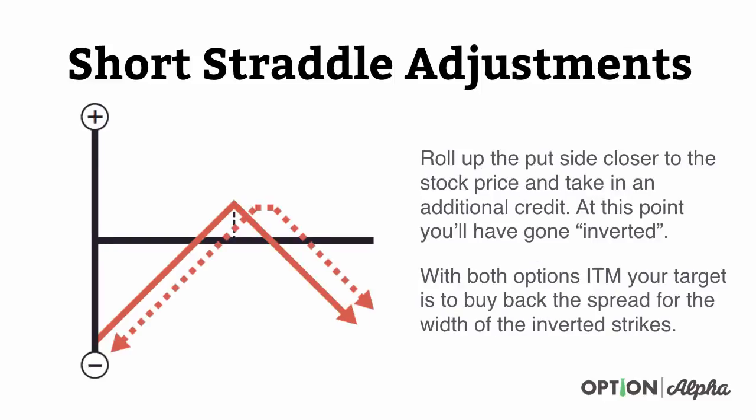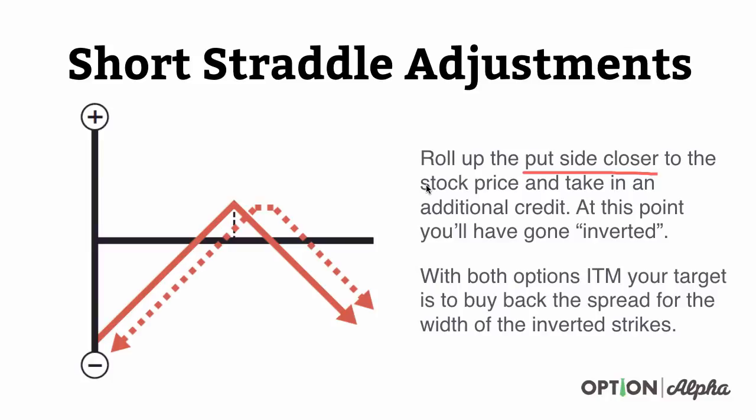Now, the adjustment technique is very similar to what we did with short straddles, and we're going to do it in the opposite direction. So we're going to assume now that the stock moves a little bit higher and goes towards our short call spread side and moves beyond our short call spread break-even. If that's the case, then we're going to roll up just the put side closer to the stock price and take in an additional credit. Again, at this point, you're going to have to go a little bit inverted here.